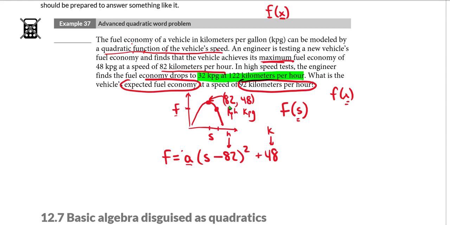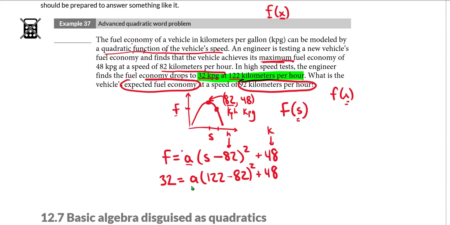And again, that should be simple to understand, because our maximum occurs at a speed of 82, and now we're at a speed of 122. So again, we've got another point somewhere over here. Does it matter where that point is? No, it just matters that this is another point on this parabola. Now I can take that 32, which is a fuel economy, and throw that in for my f, and I can take the speed, the 122, and throw that in for my s.